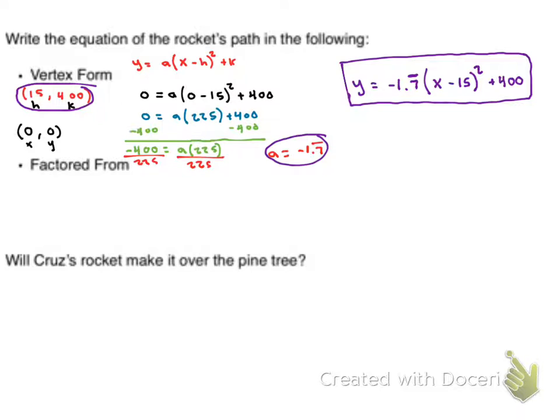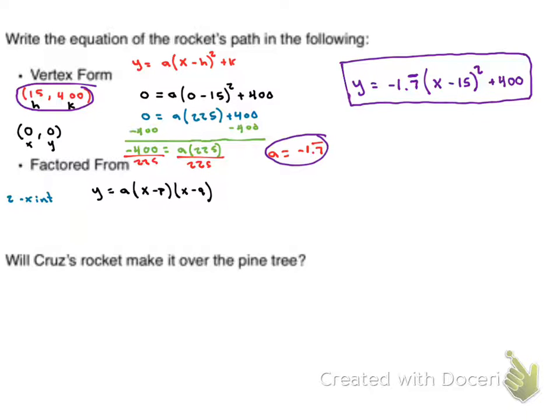Now let's go ahead and see what factored form would look like. In factored form, remember that it gives us two x-intercepts. Vertex form gives us the vertex, factored form, or intercept form, gives us two x-intercepts. So intercept form, remember, is y equals a times x minus p times x minus q.